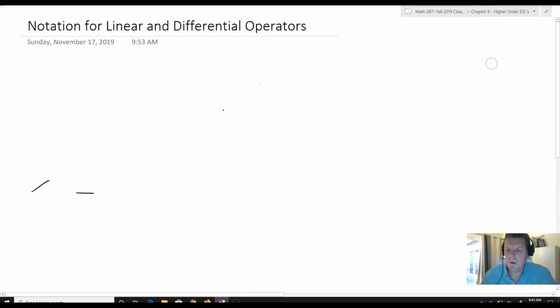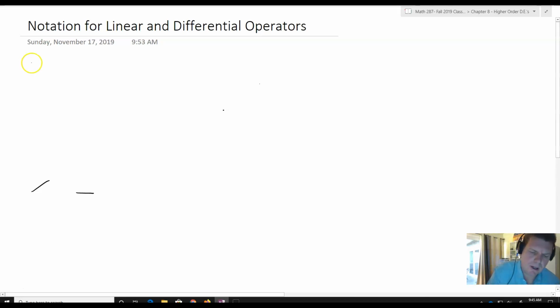Okay, so what I wanted to do with this video is go over a little bit of the notation for linear operators and differential operators so that you can actually do your homework a little bit more effectively in both of these topics. They're basically notations, and so once you understand what the notation means, then it gets a lot easier for us to talk about differential equations.